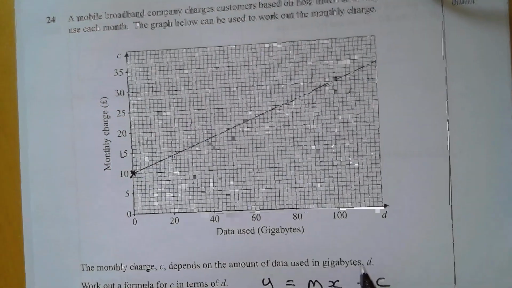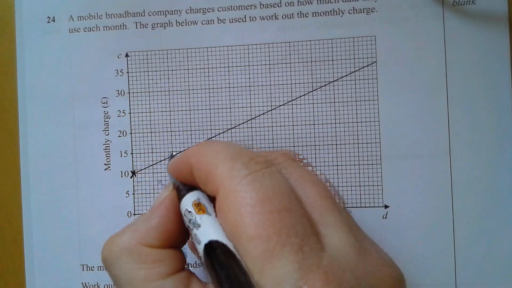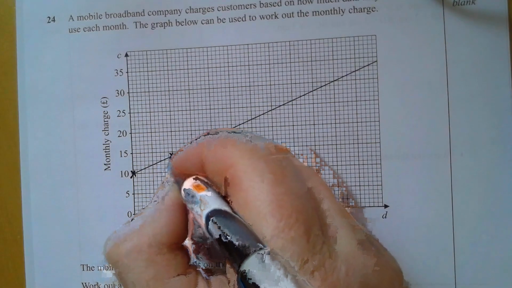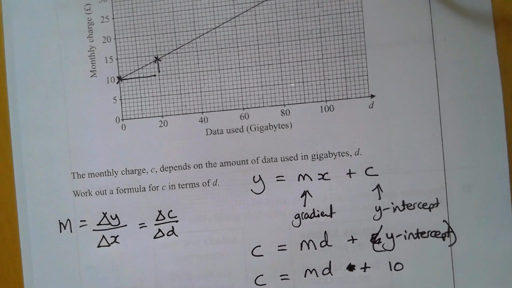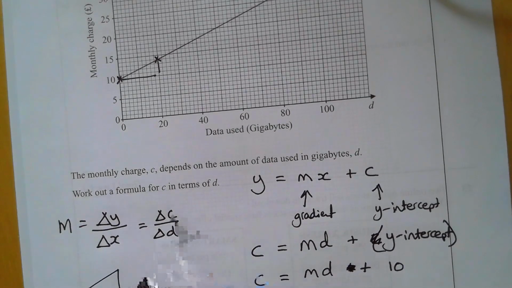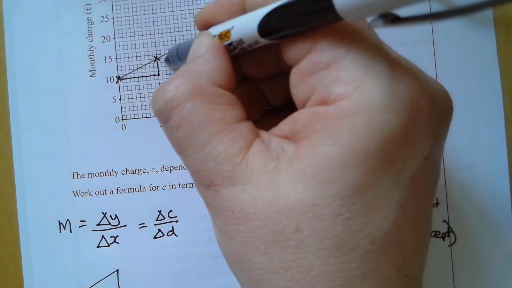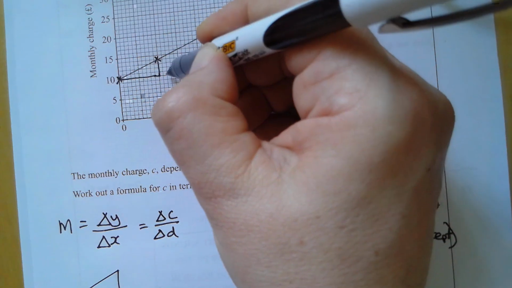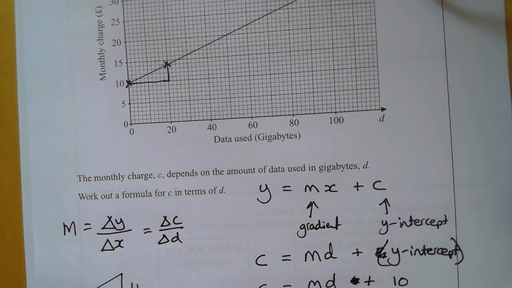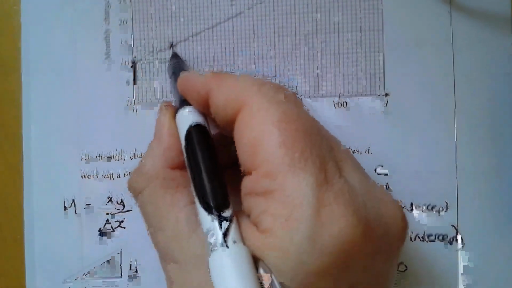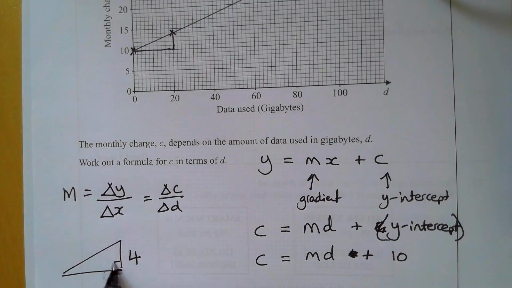We have an intersect at the grid here, we have an intersect here, so we can use those two figures to draw change in y and change in x, or change in c and change in d. I'm always going to think about it as y and x. So what's the change in y? Well, it's 4 squares, and there are 5 squares in between the 10 and the 5, so each one is 4. So on this triangle here, we are looking at 4 here.